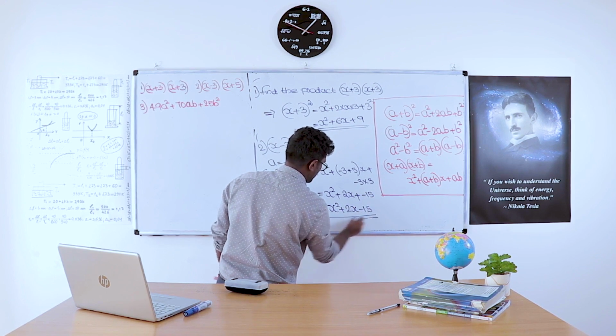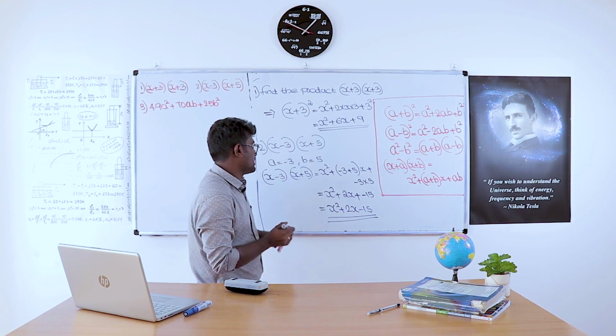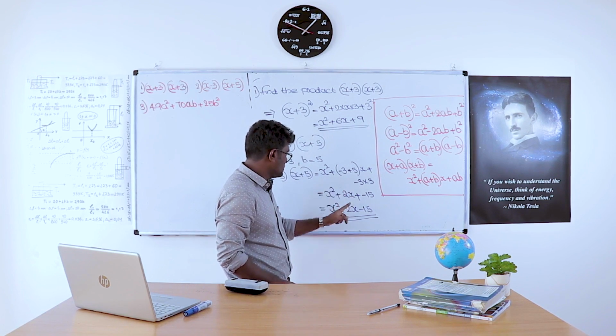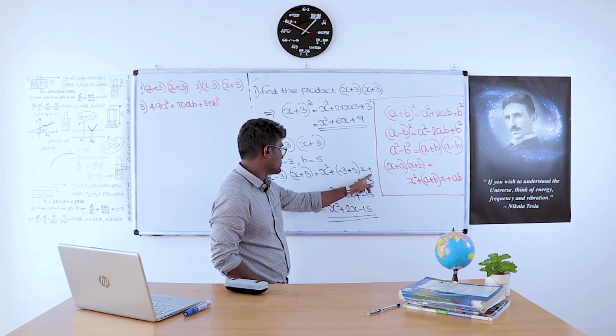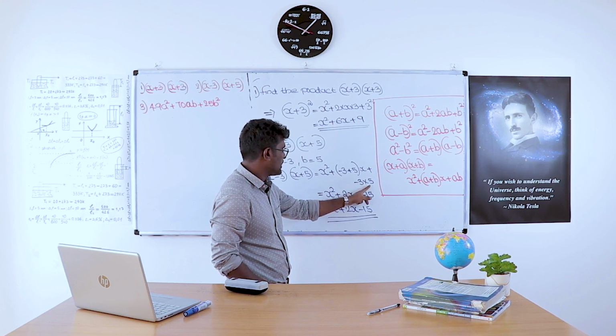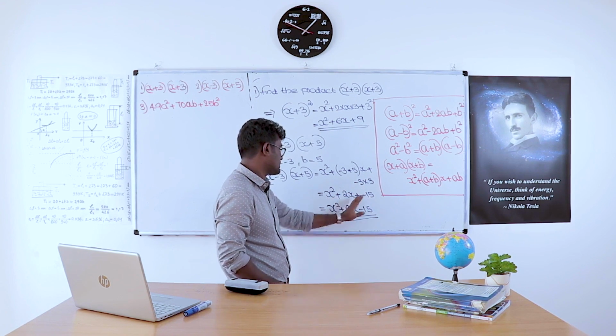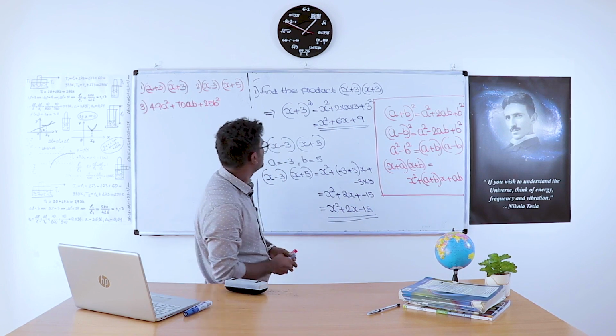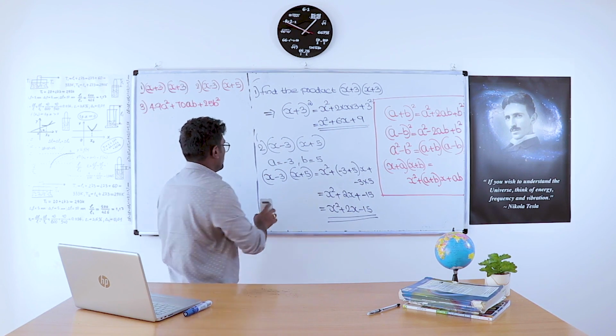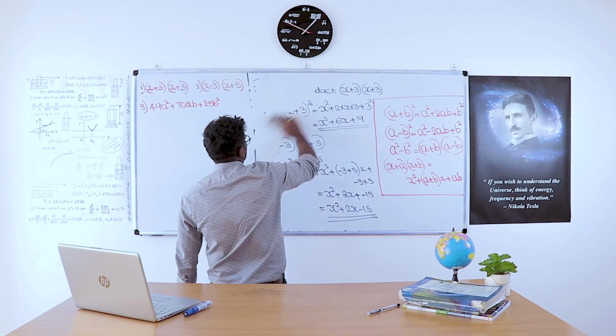This is the product. So minus 3 plus 5 means 2. 2 into x is 2x. 2x plus minus 3 into 5 is minus 15. That is, plus into minus is minus 15. So this is the way we have to find the product.